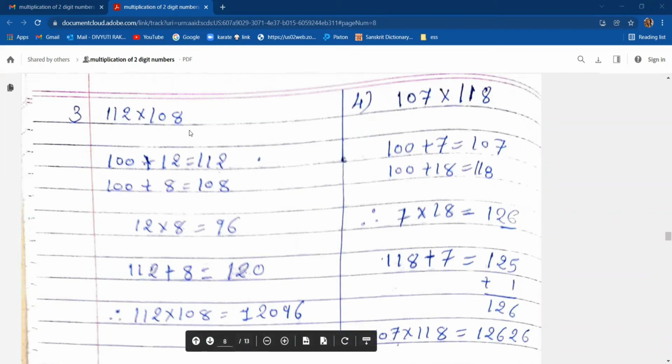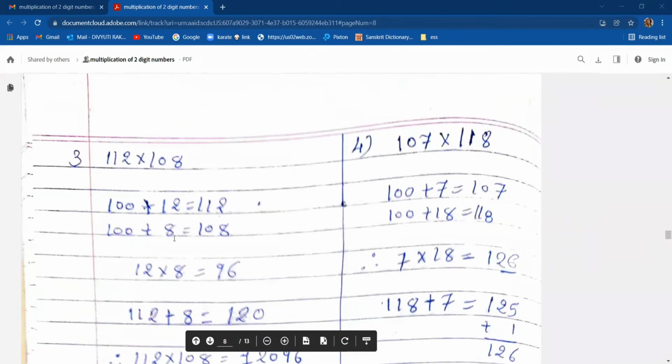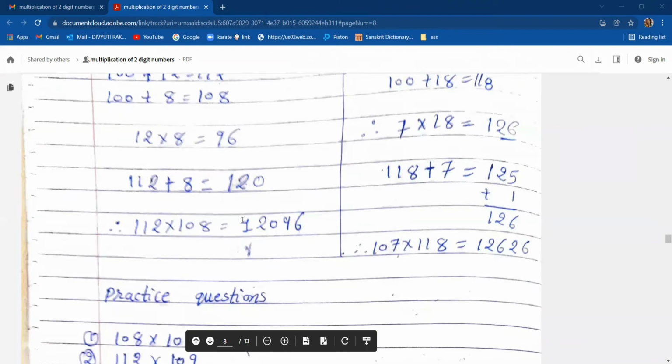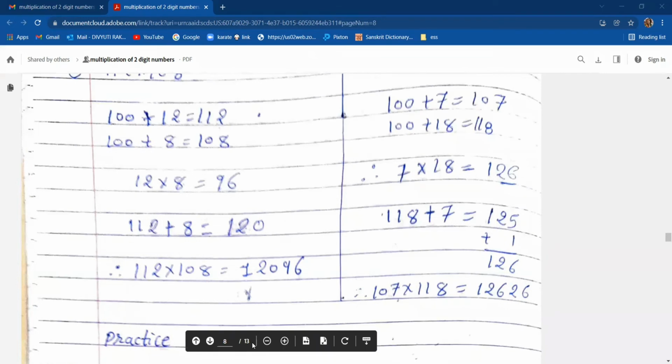112 into 108. So here we will get 12, and here we will get 8. So 12 into 8 will give you 96, and then what we are doing, we will add this 8, because it is easy to add this 8 in comparison to 12. So 8 we will add into 112, so we will get 120. So answer will be 12096. Now understood? I think this whole concept is now clear for both the conditions.